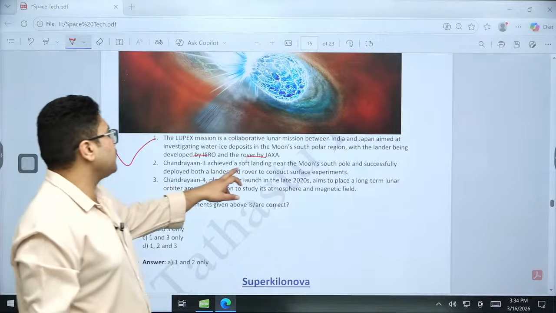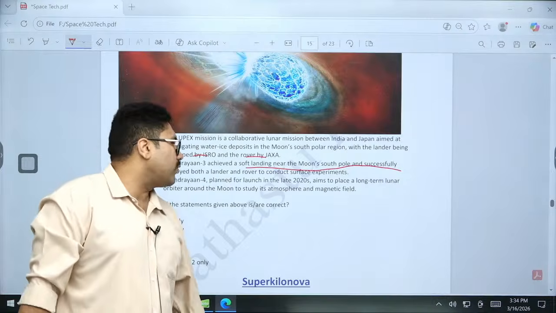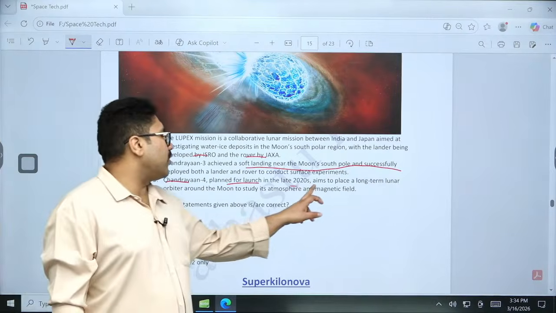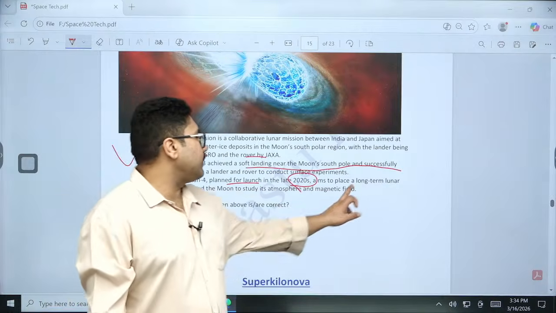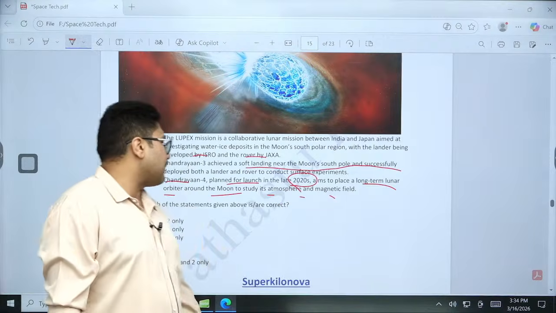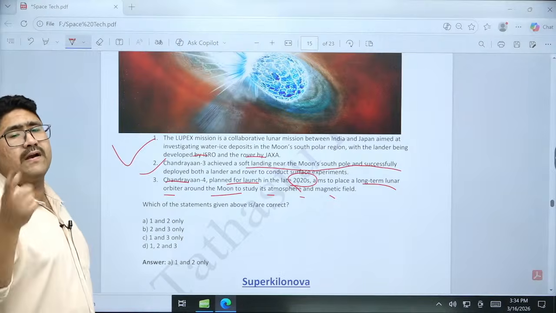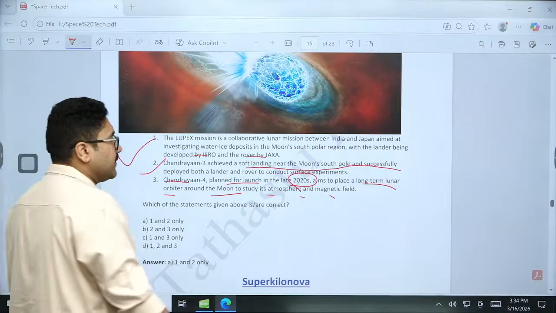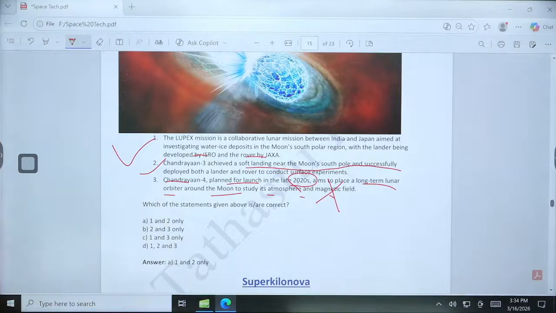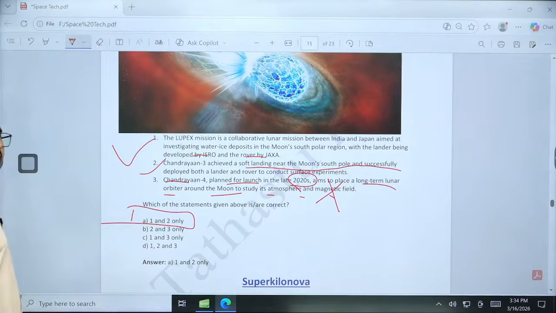Chandrayaan 3 achieved a soft landing near the moon's south pole and successfully deployed both lander and rover to conduct surface experiments. This is also true. Chandrayaan 4, planned for launch in the late 2020s, aims to replace the long-term lunar orbiter to study the moon's atmosphere and magnetic field. It is a sample retrieval, collection and bring-back mission. So it is not for atmosphere and magnetic field, it is for the surface. Therefore the third statement is wrong. Therefore A, 1 and 2, is the right answer.